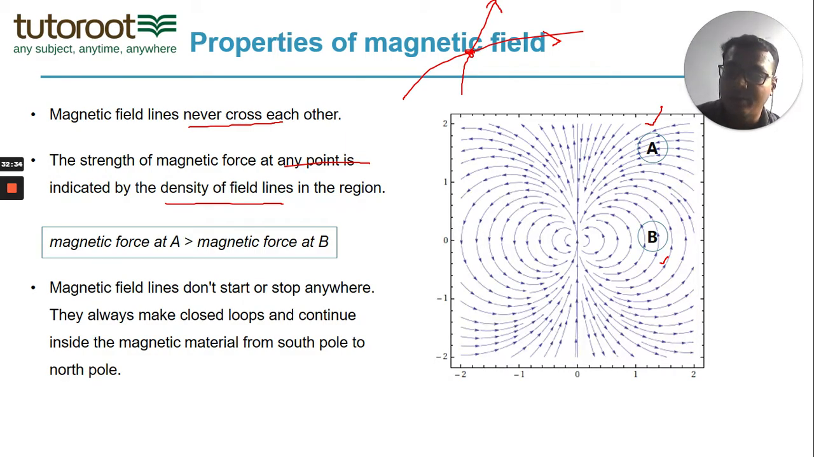Third, last important point, magnetic field lines don't start or stop anywhere. They always make closed loops. They start at one point, go around the whole world and come back there. So even at the north and south pole, if a line is seen as coming out from the north pole, it travels all across the world, gets back into the south, and again inside the magnet travels from the south pole to the north pole.